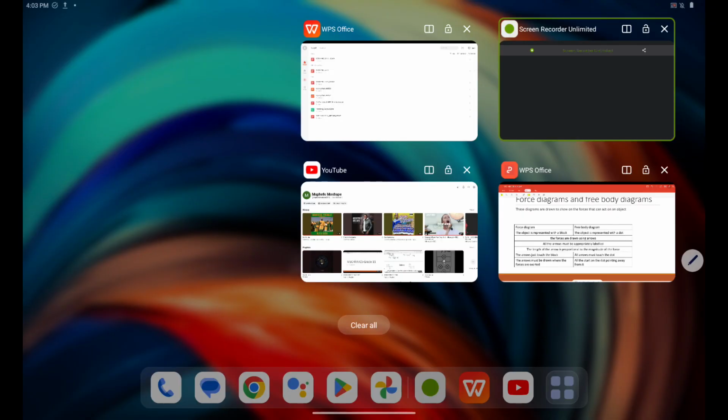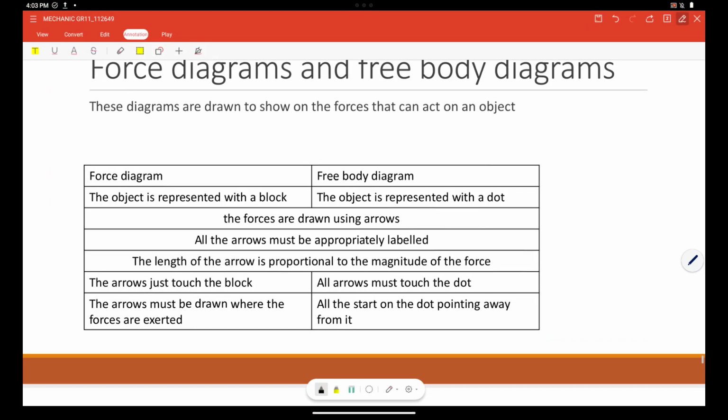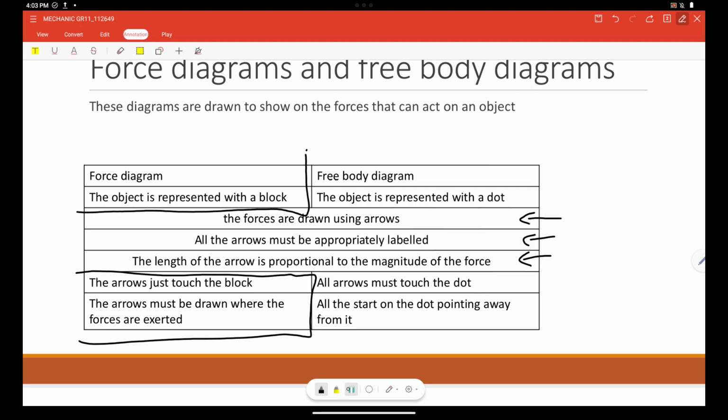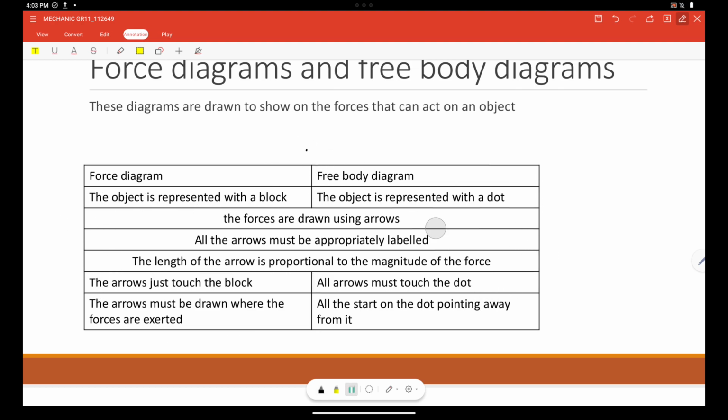Hello world, in today's video we're going to be looking at drawing free body diagrams as well as force diagrams. These properties which I wrote across are applicable for both the force diagram and the free body diagram. The ones which I just wrote on the left are only applicable to the force diagram. We draw these diagrams to try and show the forces that can act on an object.